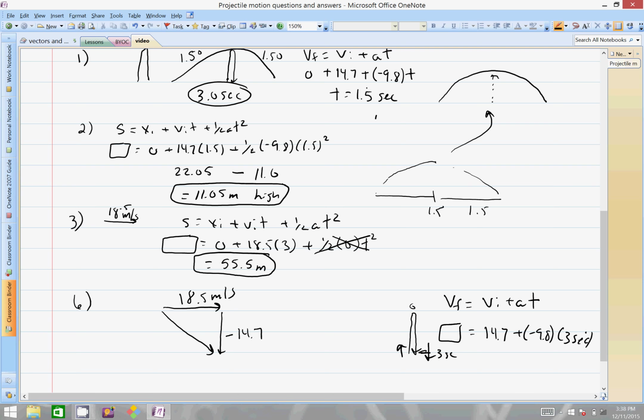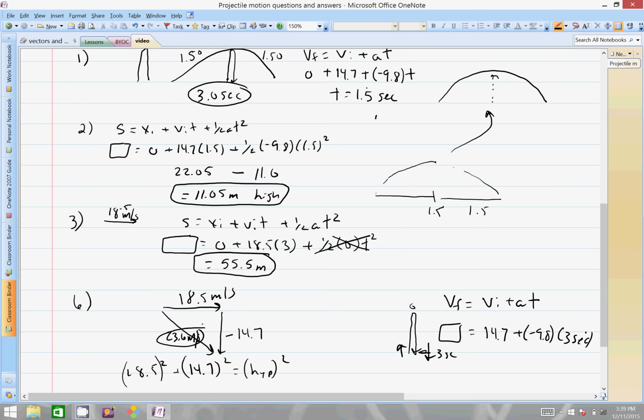Let's see what we got here. I'm going to use my Pythagorean theorem, so it's going to be 18.5 squared plus 14.7 squared equals the hypotenuse squared. So 18.5 squared plus 14.7 squared equals the square root of this answer, and this is 23.6. So the answer is 23.6 meters per second.